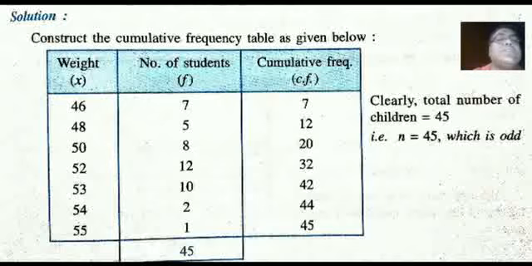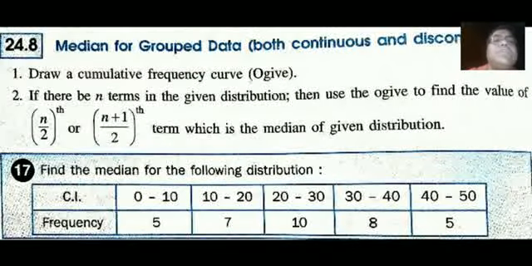First, 7 is 7. Next, the second data is added: 5 plus 7 is 12. Then the third: 12 plus 8 is 20. The fourth: 20 plus 12 is 32, and so on. So finally you get 45. The last value is n, so n is equal to 45, that is the n value. So n here becomes odd. Okay?